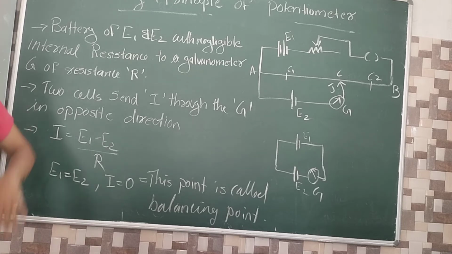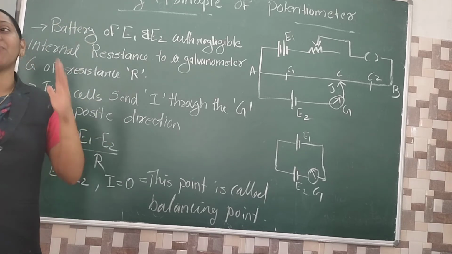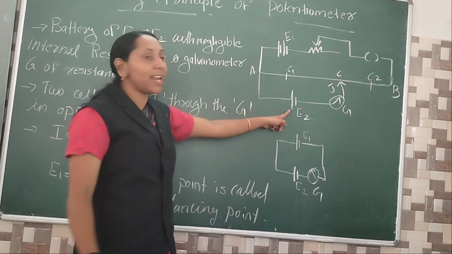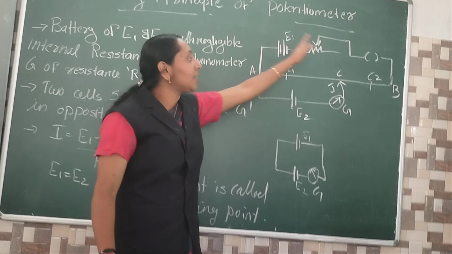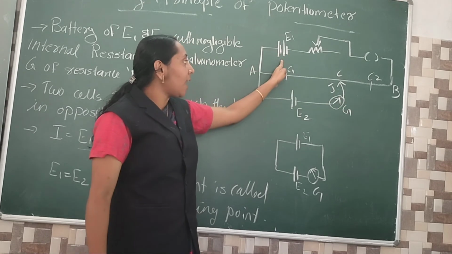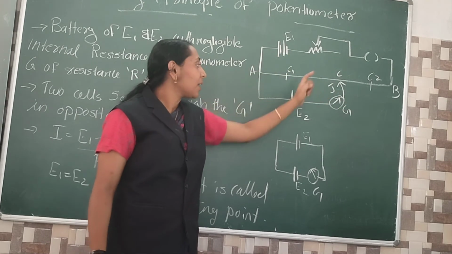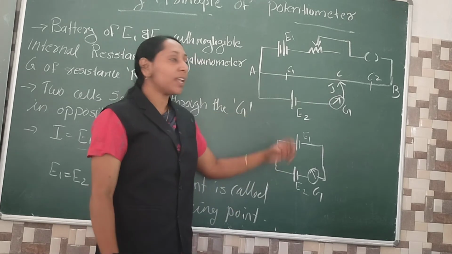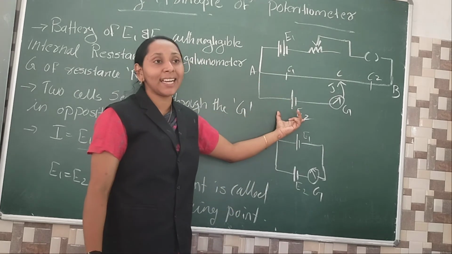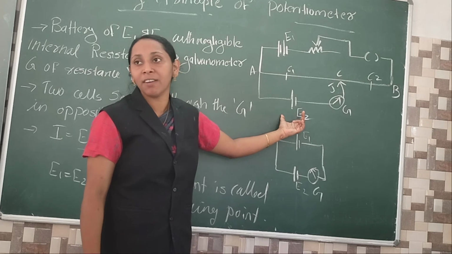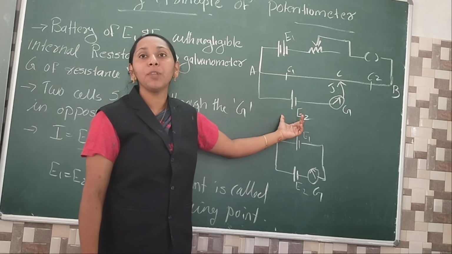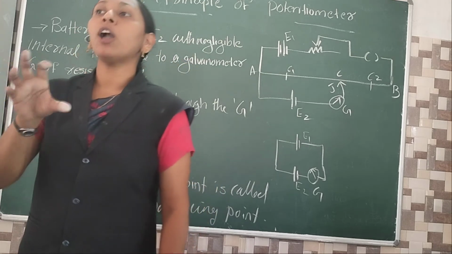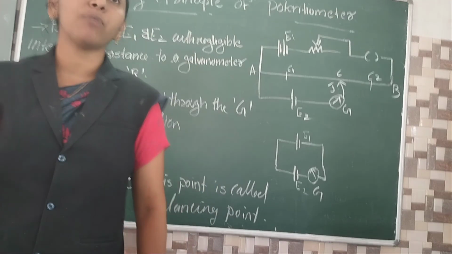Listen here. In the previous diagram, that means the first basic diagram of the potentiometer, you saw a cell here. Am I right? All other terms are the same: cell, rheostat, key, galvanometer and jockey. But as a speciality, I am putting an extra cell into the secondary circuit arrangement. Clear everyone? So how many cells are here? 2. E1 and E2.